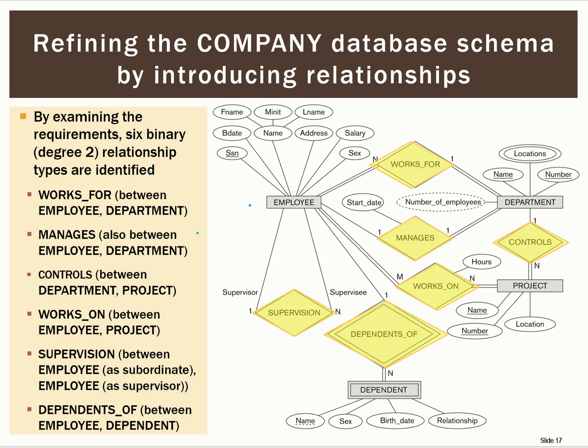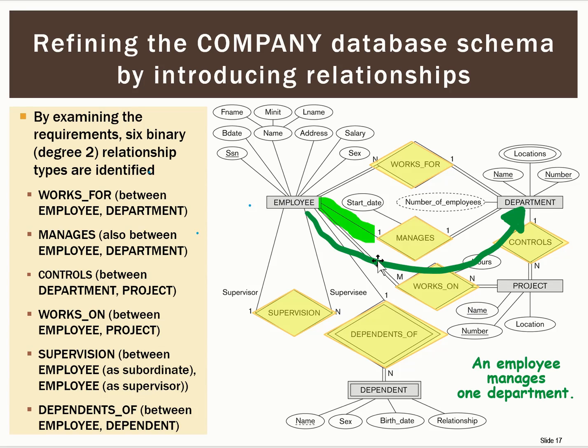Now I want to move on to talk about double lines, because you've noticed some double lines here, and we want to discuss what those double lines mean. Here you see the relationship an employee manages one department. And that's how we read this sentence before. But notice that the line that connects employee to manages is a single line. A single line means partial participation.